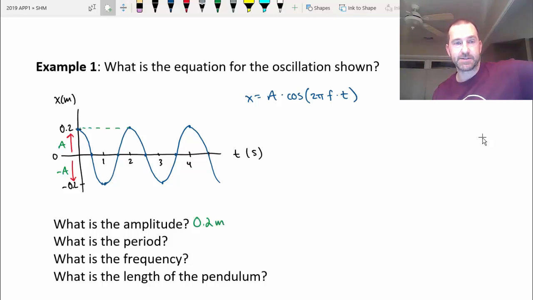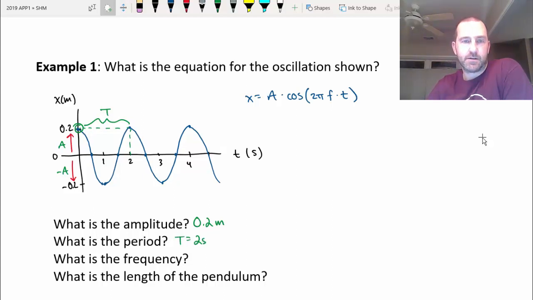The period is the time it takes to repeat a cycle. So if I'm starting out at 0.2 meters, and then it takes me all the way to that point in order to get back to the same position, that means that I can read that time and say my period is 2.